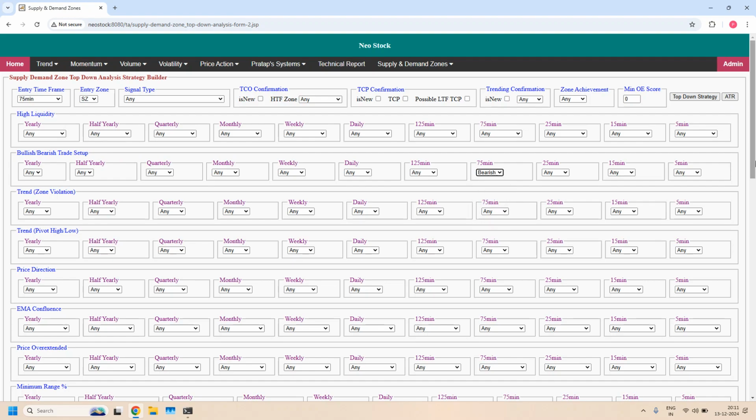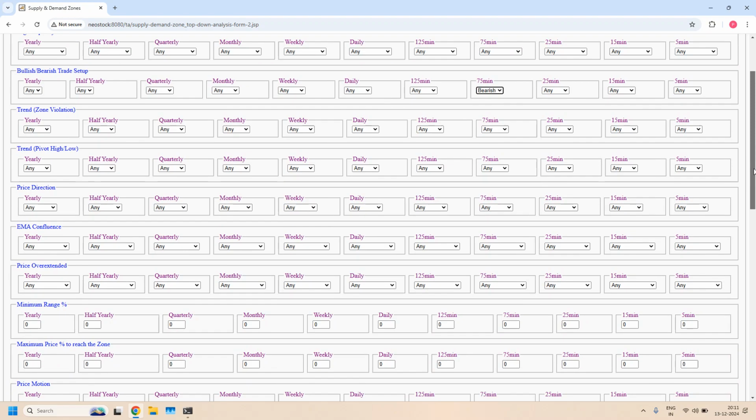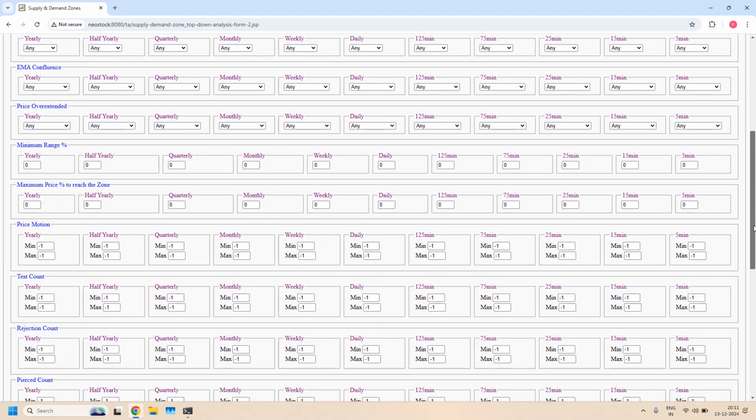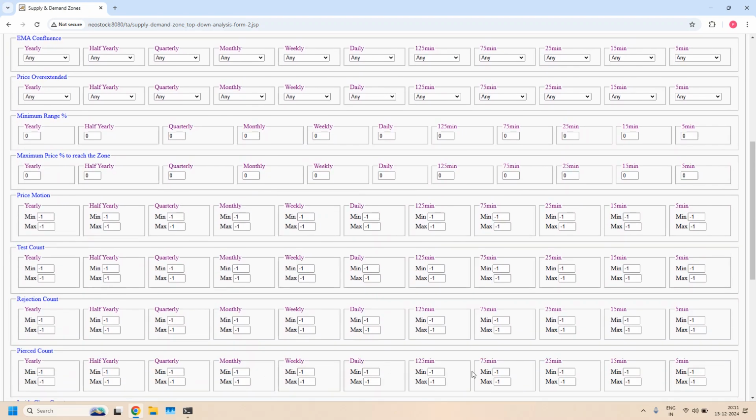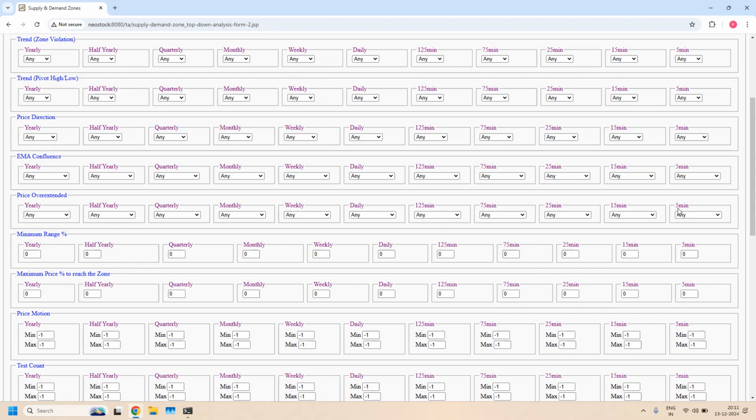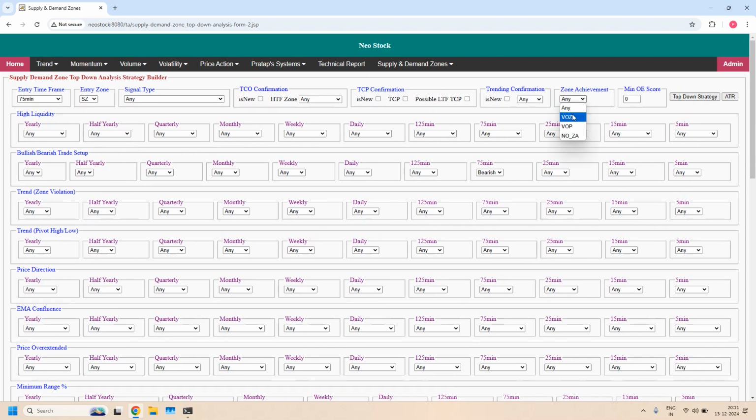I am selecting bearish. These 75 minute supply zones should not be pierced. So in the pierced count at 75 minutes time frame, minimum value 0, maximum value 0. Zone achievement violated opposing zone. Minimum odd enhancer score 12. All 3 filters are applied to 75 minute supply zone.